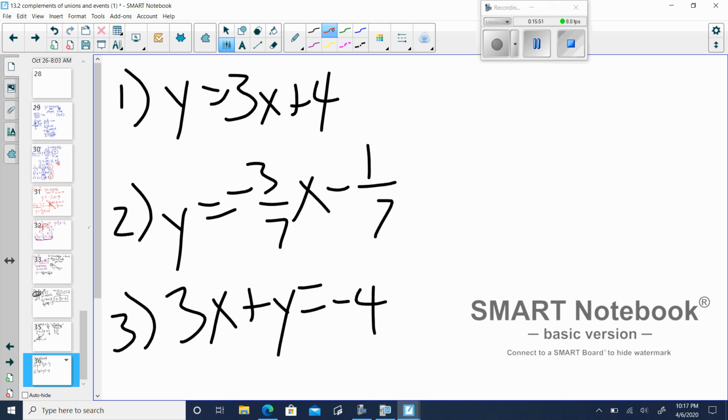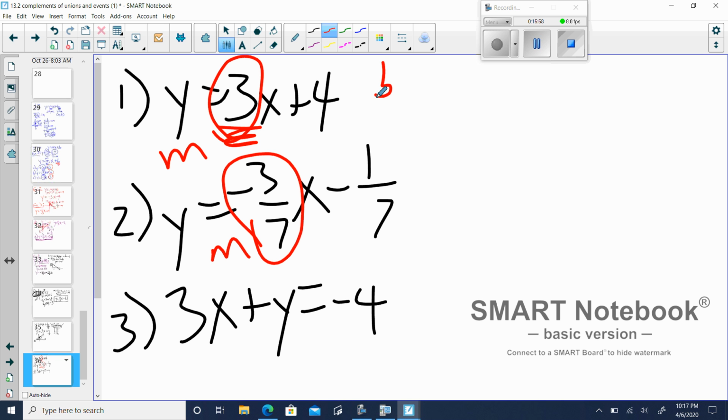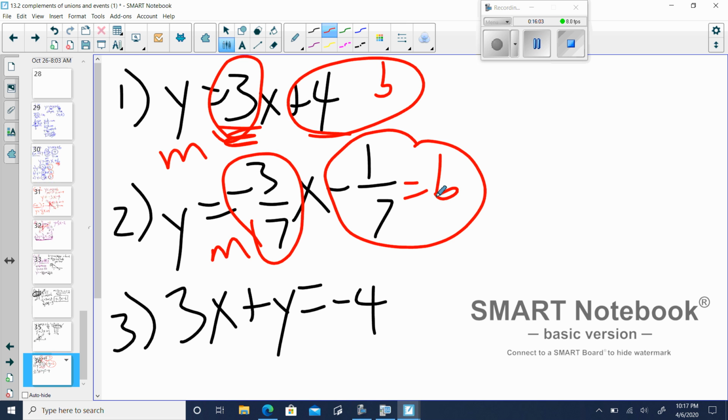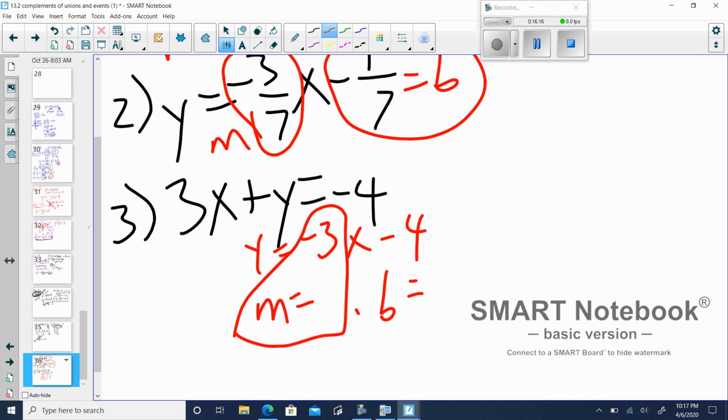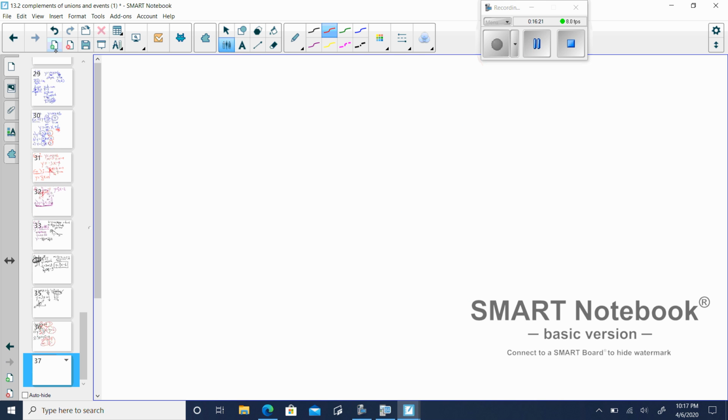Okay? Slope is 3. Slope is -3/7. Y-intercept is 4. Y-intercept is -1/7. Over here, you have to do a little bit of detective work because you have to bring that 3x over. And you see that the slope is -3 and b is -4. Guys, so easy. You should be breezing right through this. All these problems, breezing right through.